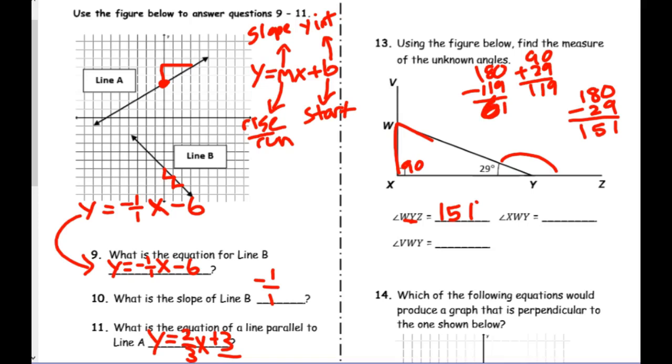Alright, so again, that was XWY, 61 degrees. And if I know that, then VWY up here, well, I'm going to subtract 61 from 180. It's the supplement of 61. 119. Alright. Another way to get this exterior angle is to add these two remote interiors. But either way.